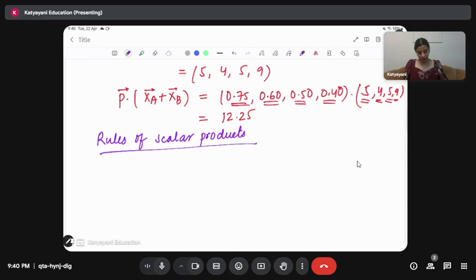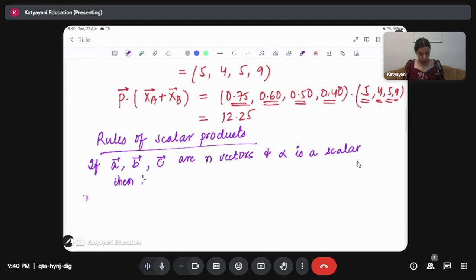Number one, first let's define what our vectors are. So let A, B and C be n vectors. N vectors means we are in n dimensional space, right? And alpha is a scalar. Scalar means it's a constant. Then what are the rules? Let's see. Number one rule, it's very obvious and easy, is A dot B.